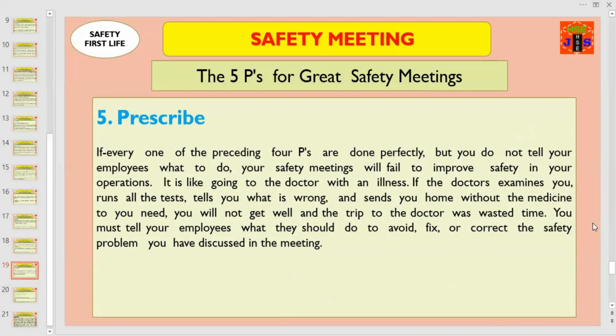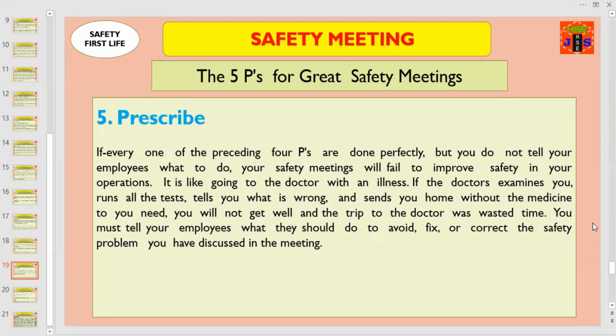P number 5, prescribe. We'll repeat again. P number 1 for preparation. P number 2, pinpointing. P number 3, personalize. P number 4, picturizing. And P number 5, prescribe.